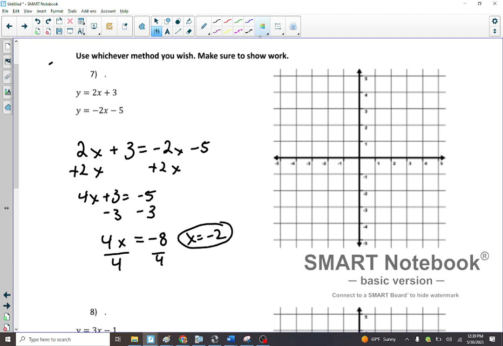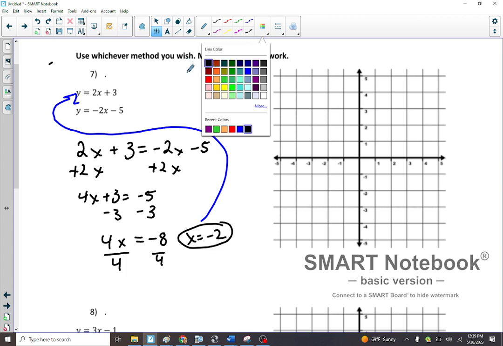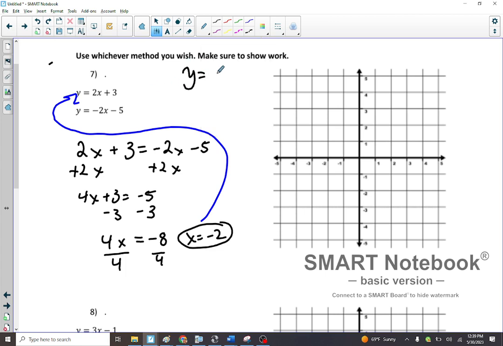I'm going to take that negative 2 and plug it into this equation. So y equals, I'll plug it into the top one, 2 times negative 2 plus 3. y equals negative 4 plus 3. y equals negative 1. So your answer would be negative 2, comma, negative 1.